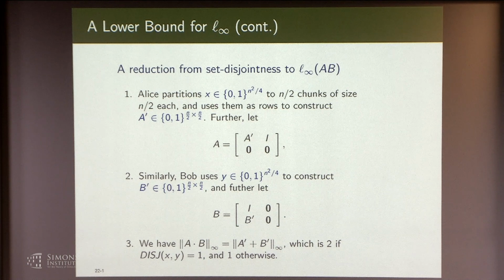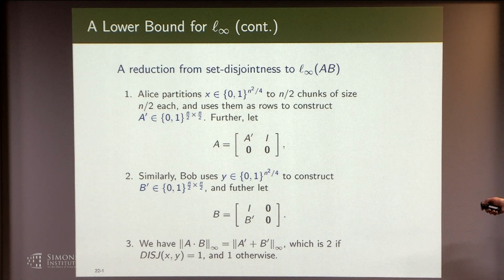So, a very quick proof of the lower bound. This lower bound is actually very simple. We are going to prove a lower bound for L infinity of C. It's basically a simple reduction to set disjointness. What Alice has is X, an n square over 4 bit string, and Bob also has an n square over 4 bit string. What Alice does is partition this bit string into n over 2 chunks, each of size n over 2, and use it to construct a matrix A prime of dimension n over 2 by n over 2, and then we construct this block matrix.